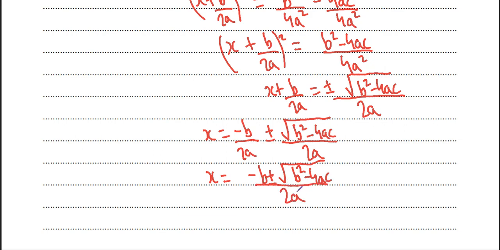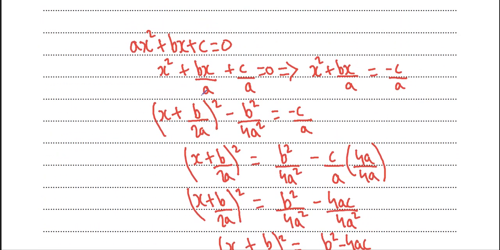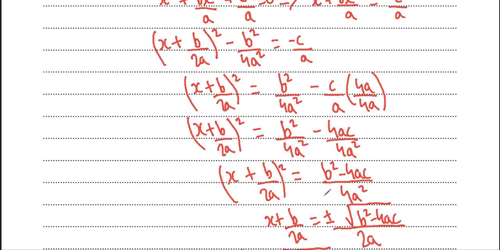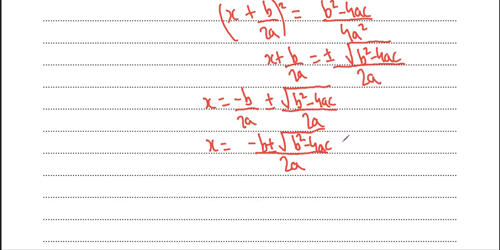And that's the quadratic formula that we know so well. So yeah, that's how you get it. You take the original equation, you complete the square on it, and you end up getting the formula at the end. And this is why the formula actually works.